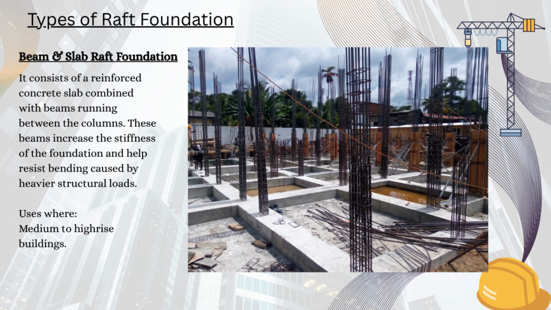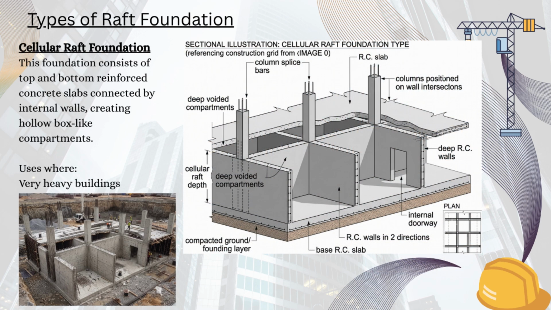The third type is the cellular raft foundation, also called the box raft foundation. This foundation consists of top and bottom reinforced concrete slabs connected by internal walls, creating hollow box-like compartments. These internal cells significantly increase the stiffness of the foundation, while reducing its overall weight compared to a solid concrete section of the same depth. Because of its exceptional rigidity, this type is suitable for very heavy buildings, industrial structures, and locations where settlement must be kept to an absolute minimum.